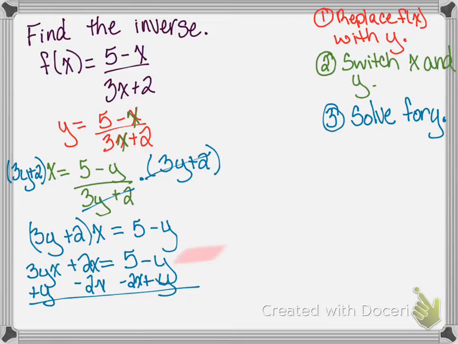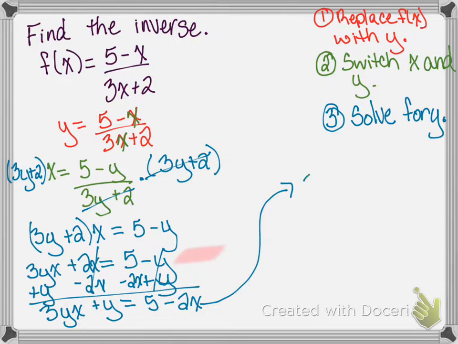Are 3yx and 1y like terms? They're not like terms. So I have to write this as 3yx plus y, and then I'm left with 5 minus 2x. When you get here, you are typically okay. Students are usually okay, I got this at this point.